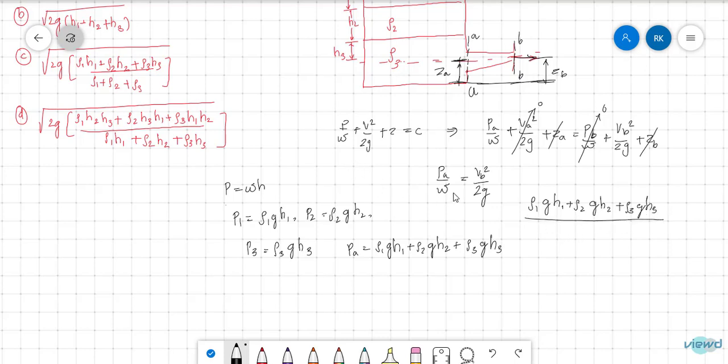So if I substitute it here, rho 1 G H1 plus rho 2 G H2 plus rho 3 G H3 divided by W. What is W here? The fluid that is coming outside. Which fluid is coming outside? Third fluid is coming outside. W is specific weight, which is equal to rho G. So rho 3 G is equal to VB square by 2G.